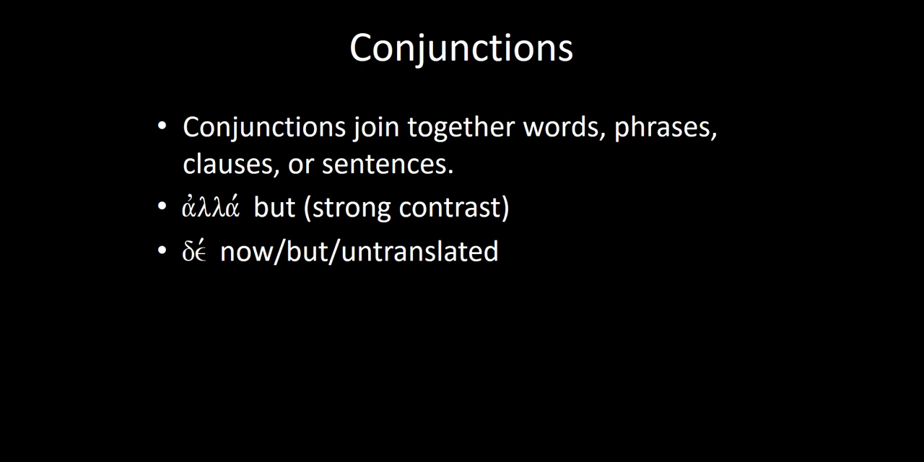De, you can translate either as now or but or sometimes even untranslated. This one is not as strong of a contrast as alla. Kai, you've already seen this before, but this is the conjunction that means and. It can also mean even, but let's start with and, then you go for even. If you had kai, then a bunch of words, and then another kai, it's going to be both and, both apples and bananas. So you might have kai apples, kai bananas, both apples and bananas. Kai cowboys, kai redskins, both cowboys and redskins.